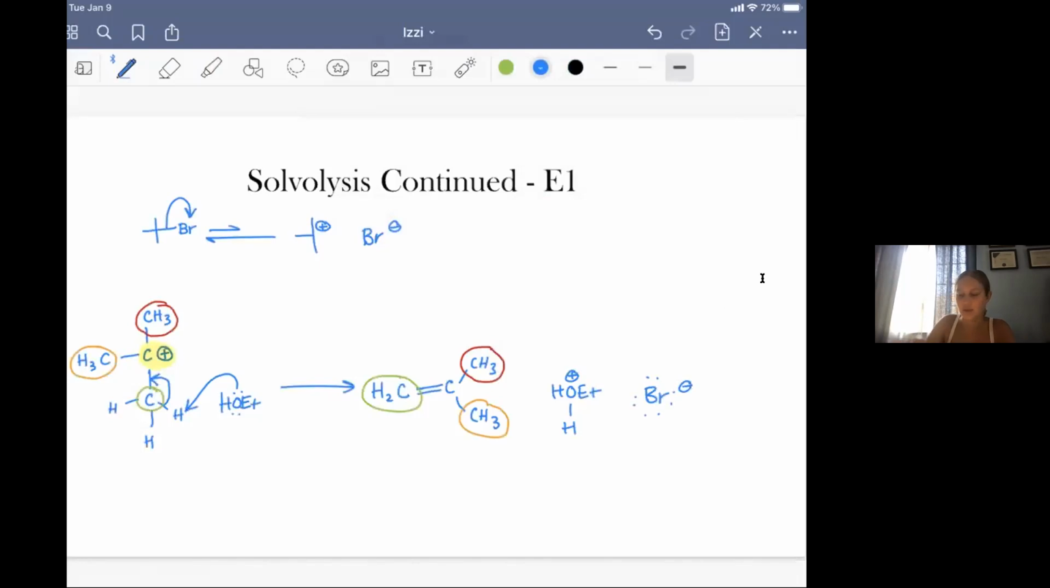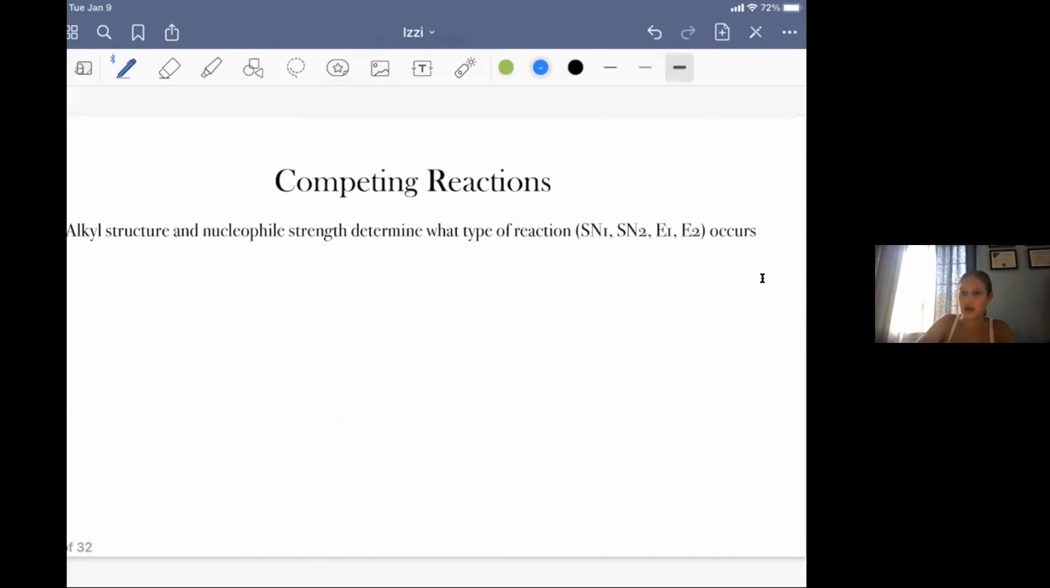Alrighty, so now we're going to move on to competing reactions. When you have tert-butyl bromide in a polar protic solvent, both E1 and SN1 reactions can compete with each other in solution. Solvents are a big determiner in the type of reactions that take place, but there's two things that have an even larger influence, and that's the alkyl structure and the nucleophile strength. These just help to determine the type of reaction again. So you have 4 options between SN1, SN2, E1, and E2.